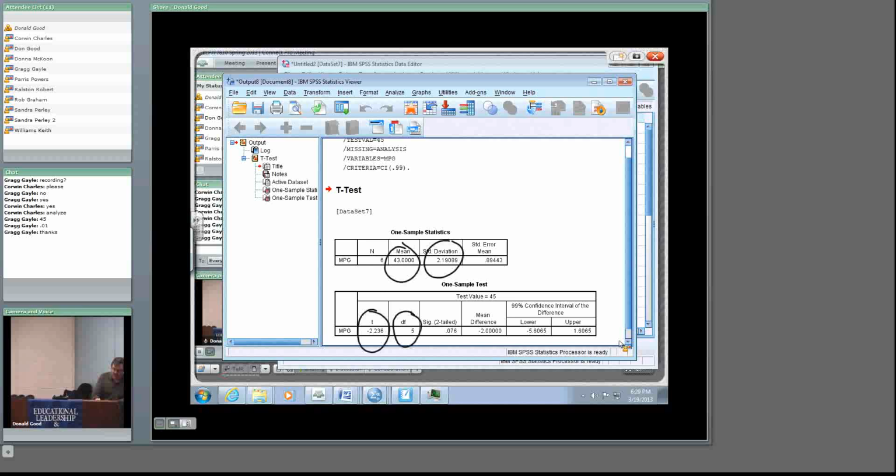Now notice my significance. This says two-tailed significance. But we're doing a one-tailed test. Why do I have a two-tailed significance value? That's because SPSS isn't smart enough to do that. Here's how you change a two-tailed p-value to a one-tailed p-value. So 2.